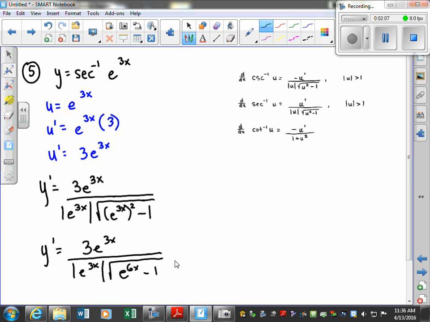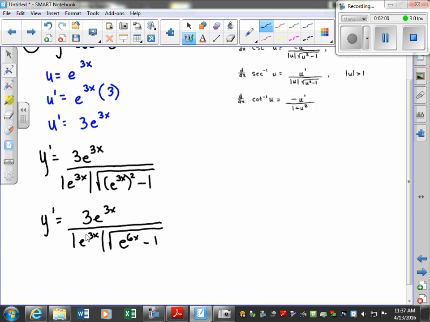Now, what do you think we could do here? What about this e to the 3x? It's a positive one because it's absolute value. And what about this e to the 3x? Yeah, it looks like we can cancel an e to the 3x out of each, and this would simplify to just 3 over square root e to the 6x minus 1.